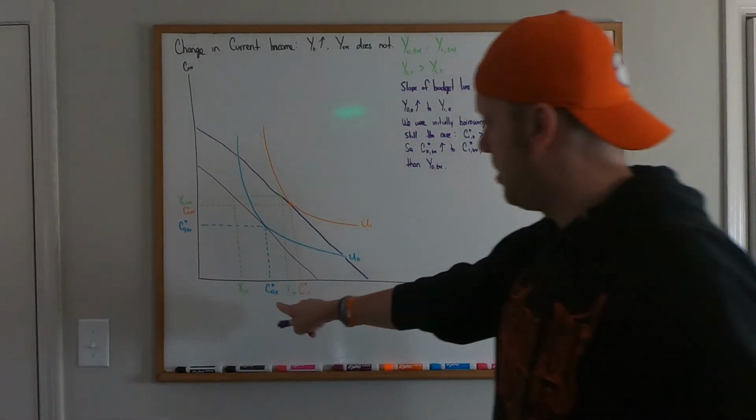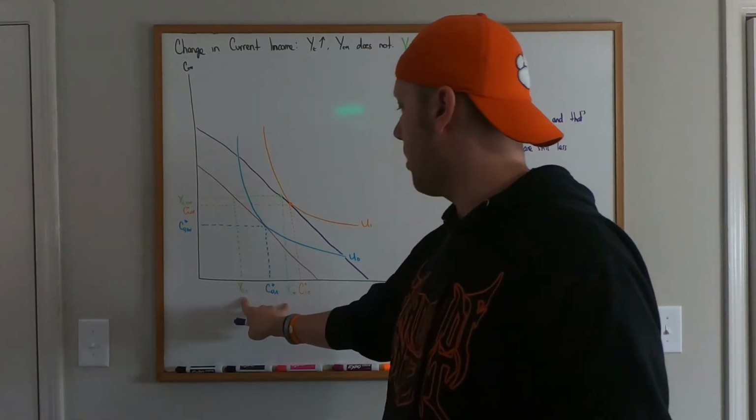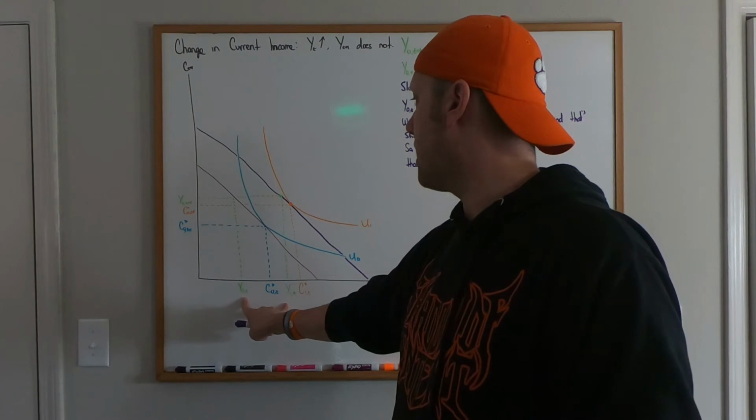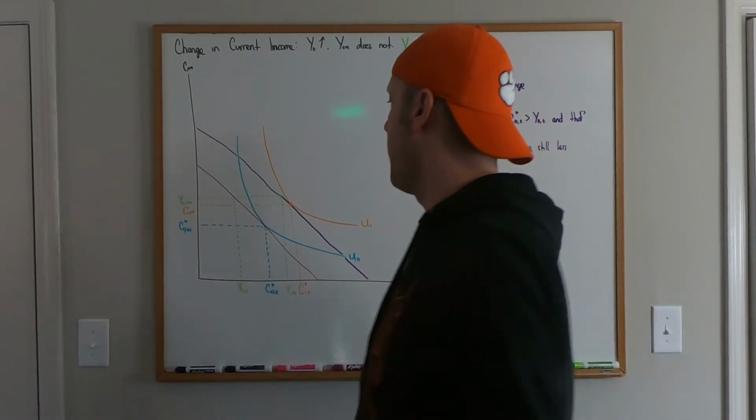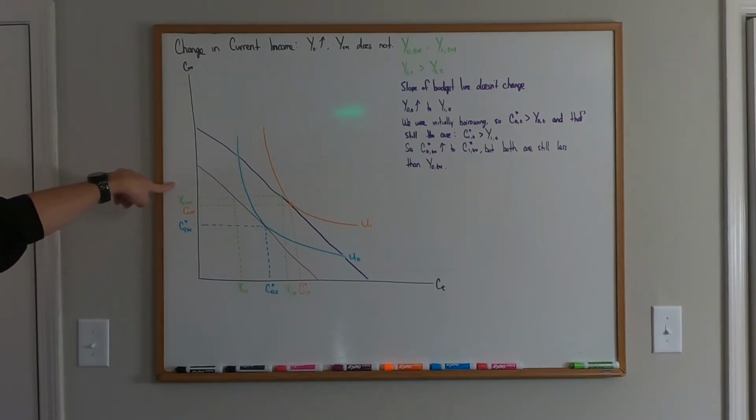So Ct increases. Both Cts are larger than the income at time t. Ct+1 increases, but both Ct+1s are still less than future income because there was no change in future income. So you can't expect Ct+1 to be larger than Yt+1. That just wouldn't really be very wise. Not only is it not wise, it's also kind of not allowed within the model thanks to the lifetime budget constraint.